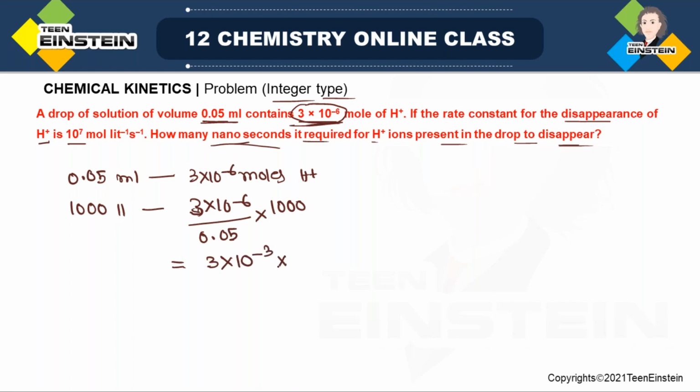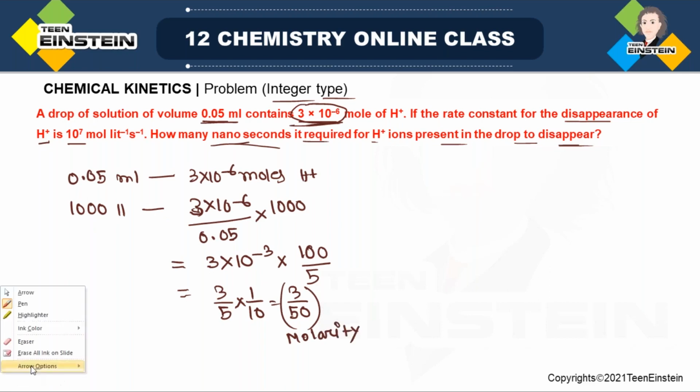Then 0.05 means what? 5 divided by 100. So now we will write it in this way: 10 to the power 2 and 10 to the power minus 3. So it will be 3 by 5, 1 by 10, 3 by 50. So this is the number of moles of H plus that is present in 1000 ml. So we can say this is actually the molarity.